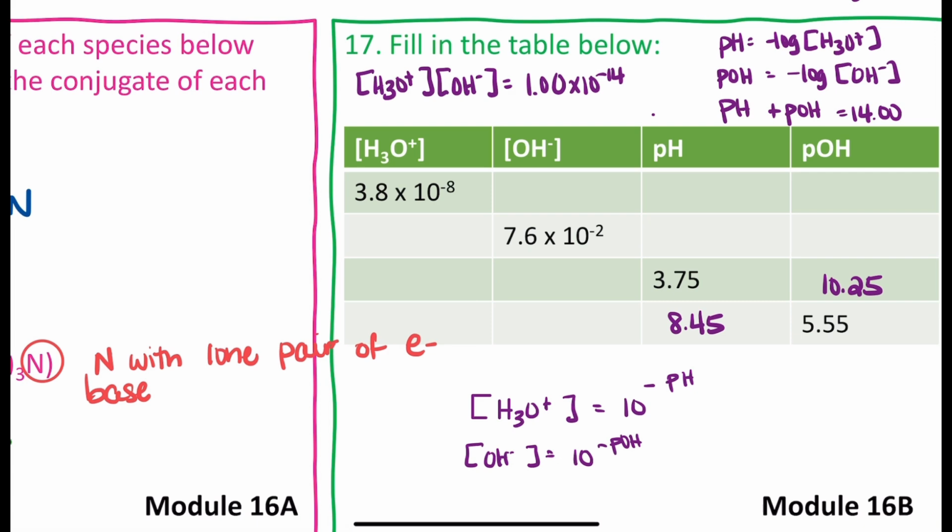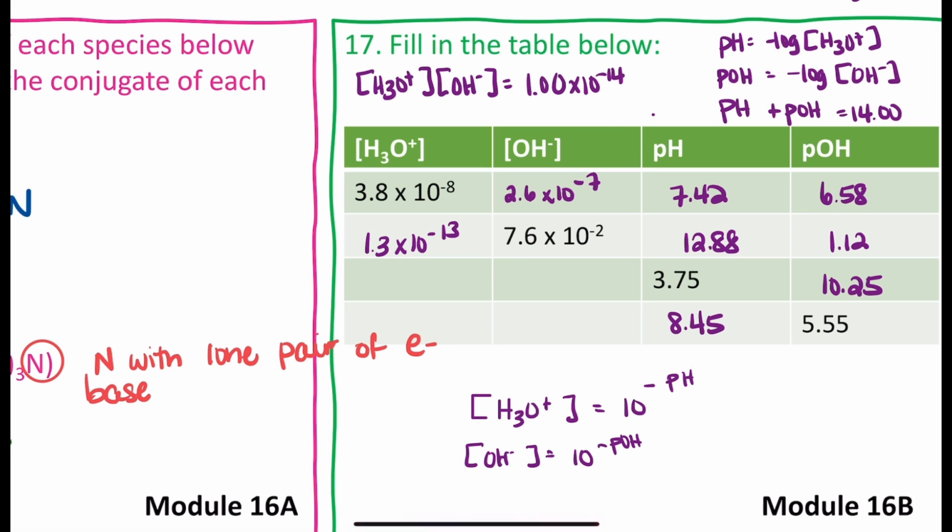3.8 times 10 to the negative 8 molar concentration for hydronium would give me 2.6 times 10 to the negative 7 for hydroxide, 7.42 for pH, and 6.58 for pOH. The second row, having a 7.6 times 10 to the negative 2 for hydroxide, means I'm going to have a really weak hydronium concentration. It means it's pretty basic. I'm going to have 1.3 times 10 to the negative 13 for hydronium. My pH is 12.88, which I said is going to be really basic, and it is. And my pOH is 1.12.